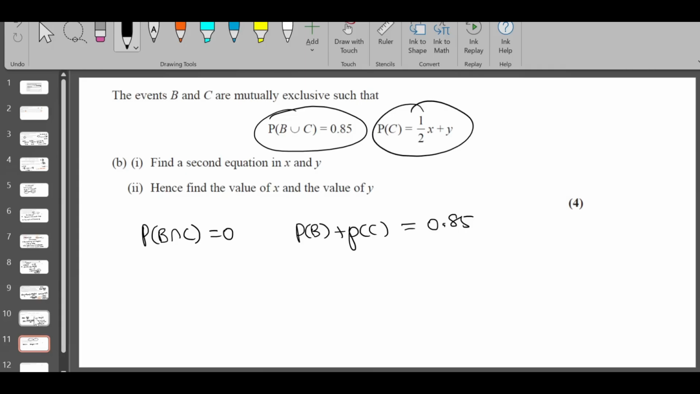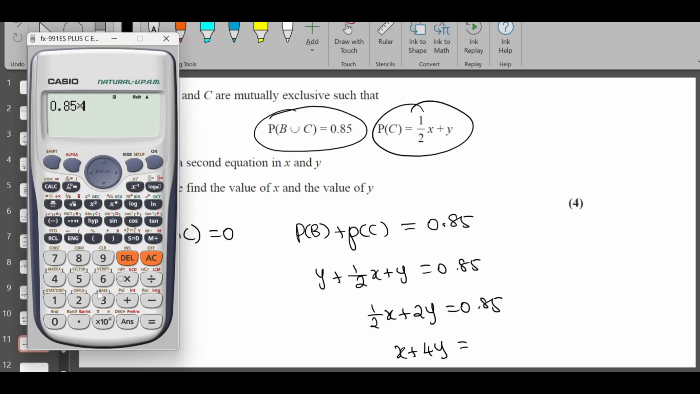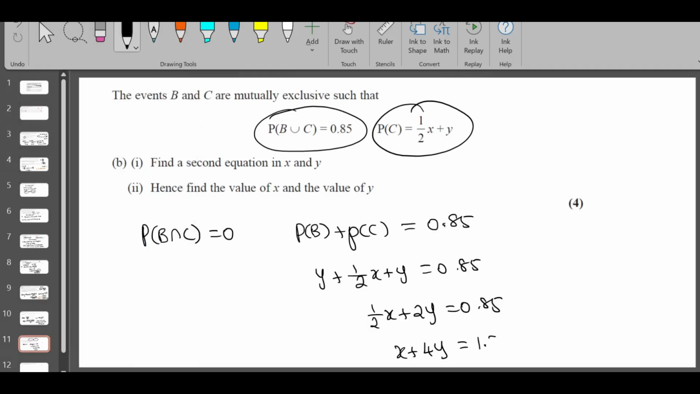Use P of C. This P of B is given as y here. So y plus half x plus y is this. Multiply through it by 2. First of all, 2y plus half x plus 2y is 0.85. Multiply through it by 2, you will get x plus 4y is equal to 0.85 times 2. That's 1.7. Take it as equation number 2.